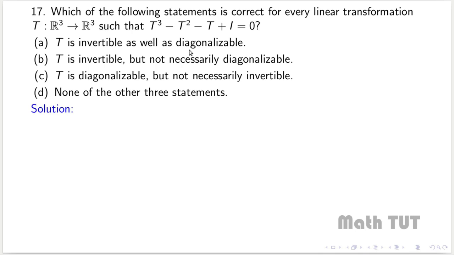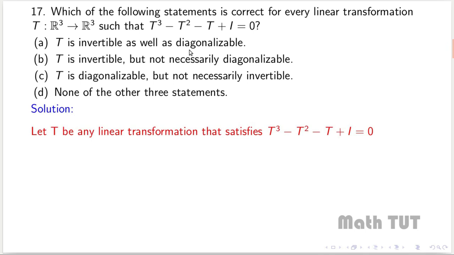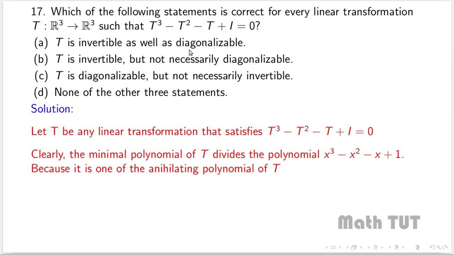So we are given that T is a transformation which satisfies this equation. And one thing we can say is that clearly the minimal polynomial of this linear operator divides the polynomial x^3 - x^2 - x + 1, because it is one of the annihilating polynomials of T. We are getting this polynomial from the above equation only, because T satisfies it.